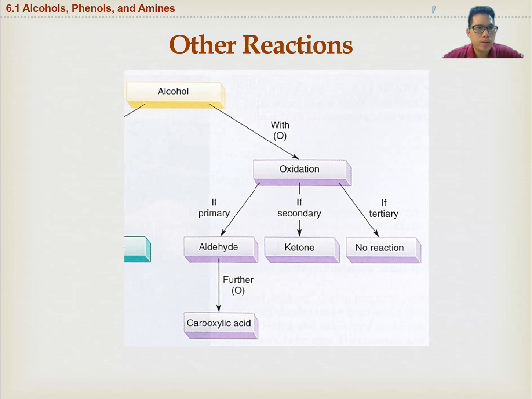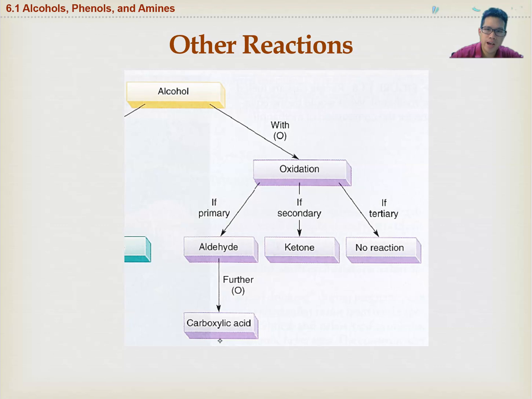So this one is the summary of the reaction. Alcohol can be oxidized. If it's primary, it can be oxidized to aldehyde. If it's secondary, it can be oxidized to ketone, but tertiary cannot be oxidized, because as I told you, tertiary alcohol is quite unreactive because of the bulk of the three groups protecting the OH group. The aldehyde can be further oxidized to form carboxylic acid.